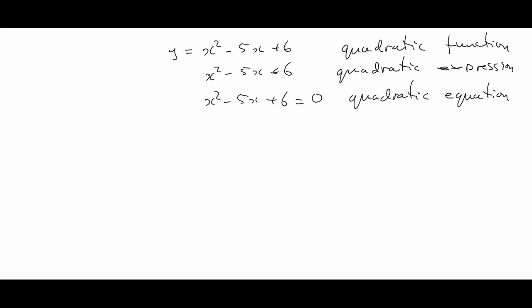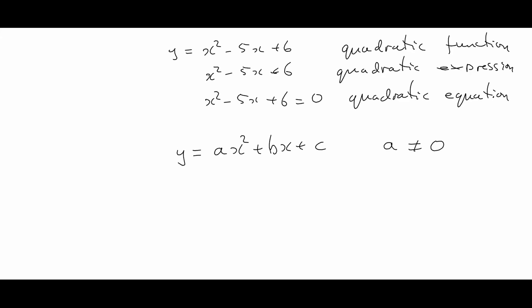Now, the general form of a quadratic function is y equals ax squared plus bx plus c, where a doesn't equal 0. To be a quadratic, you must have an x squared term. You may or may not have an x term, so b could be 0. You may or may not have a number term, so c could be 0. But you must have an x squared term, so a cannot be 0.